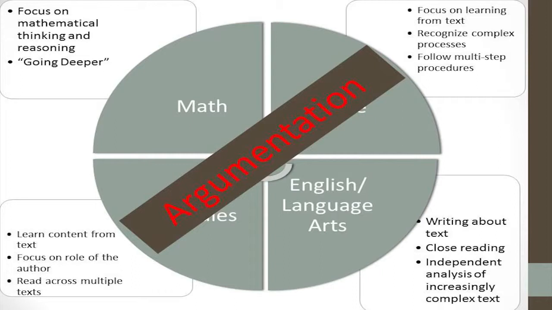So if you think back to that diagonal image, instead of just learning content from one source, now you're asked to look at multiple perspectives and evaluate the authors and what their views on a topic might be, to then synthesize to get to the content. Again, it's complex for students.